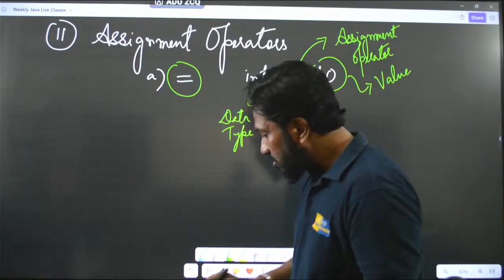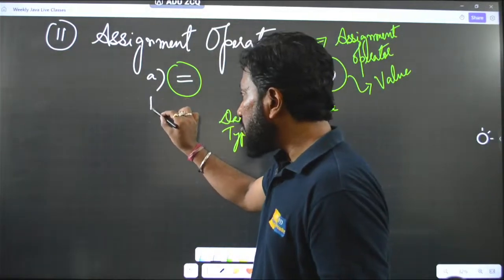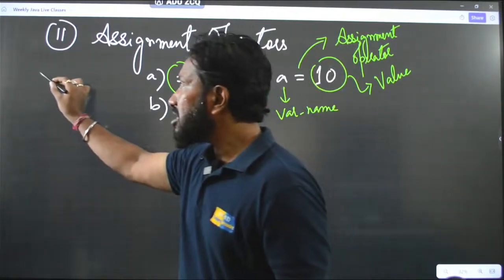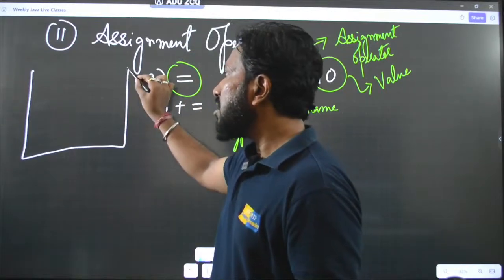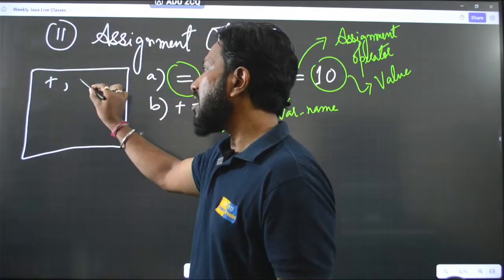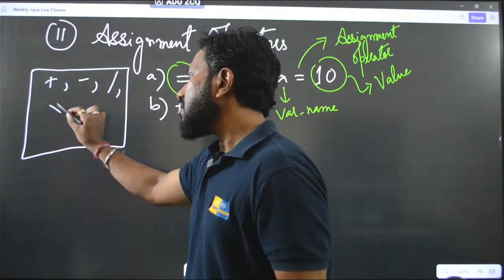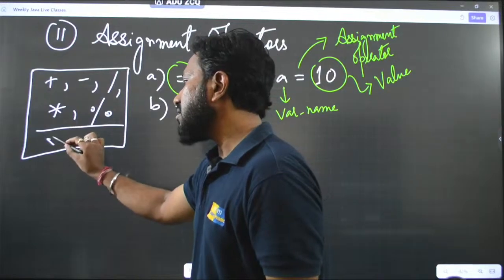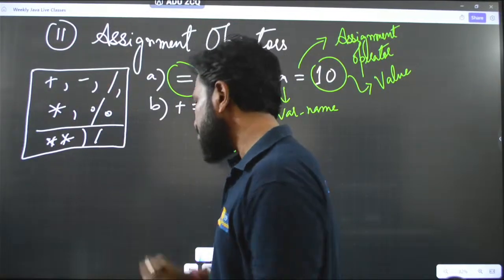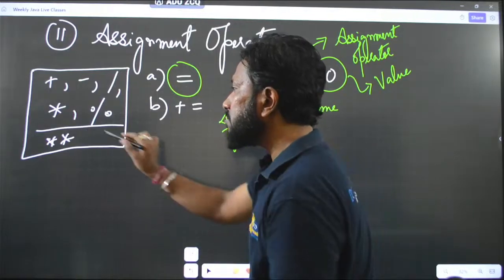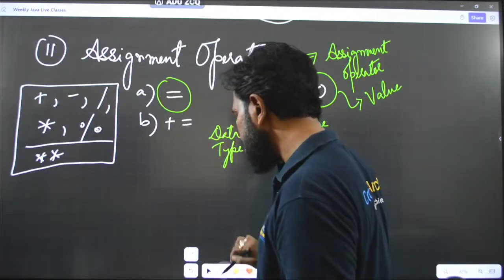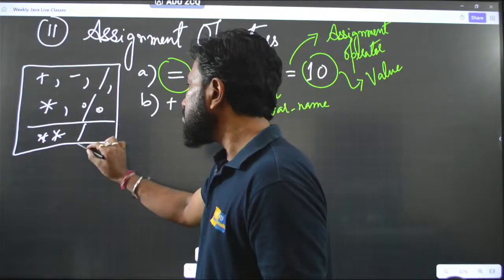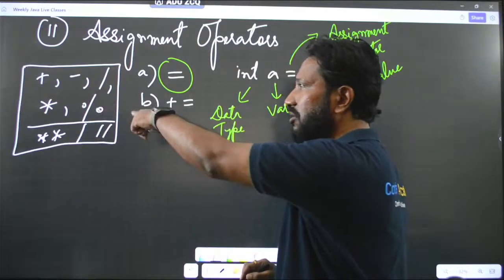After that, the second operator is plus equal to. Okay, to remember better, let me just give you all the arithmetic operators in a box, something like this. We have plus, we have minus, we have divide, we have multiply, and we have modulus. And if you take Python also, we can take the exponent and then the double division. Okay, these were our arithmetic operators, correct?